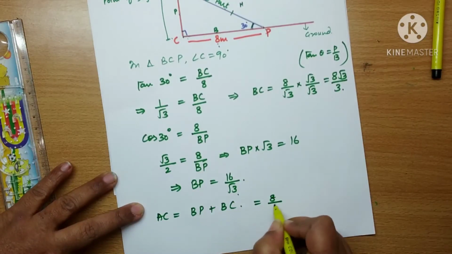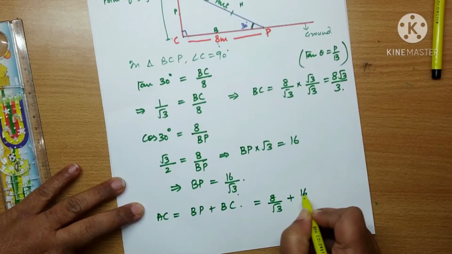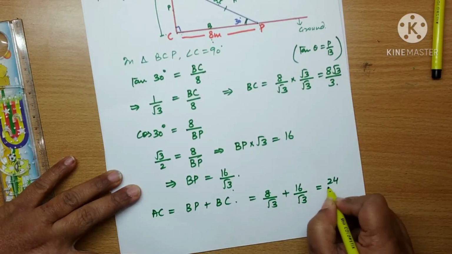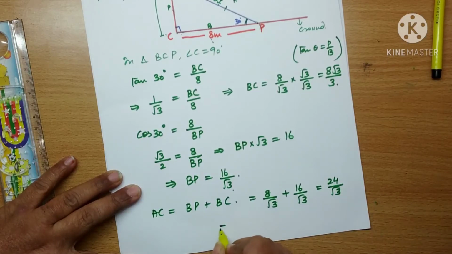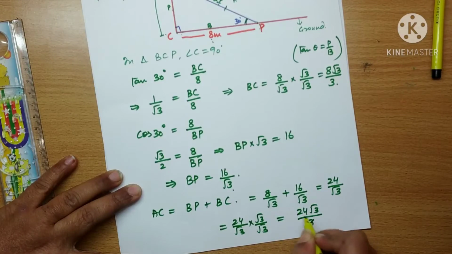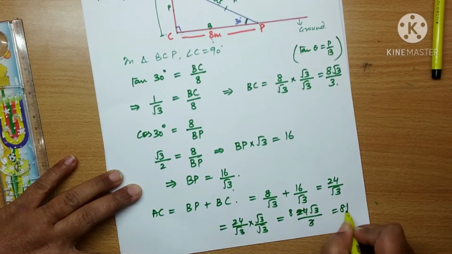BP was 8 by root 3 and this is 16 by root 3. So I can directly add, it gives me 24 by root 3. Now we can rationalize it. So root 3 by root 3. So this is 24 root 3 by 3, which is 8 root 3.